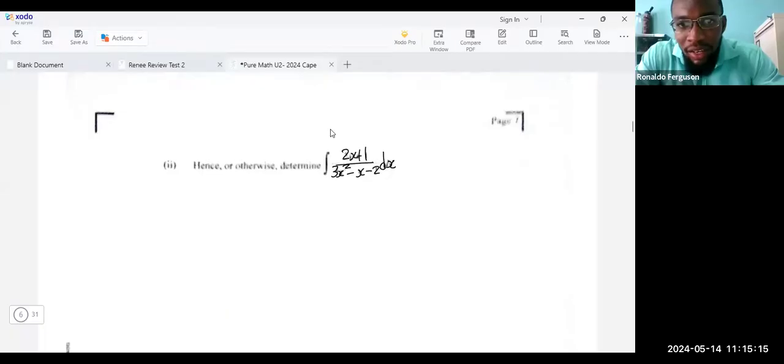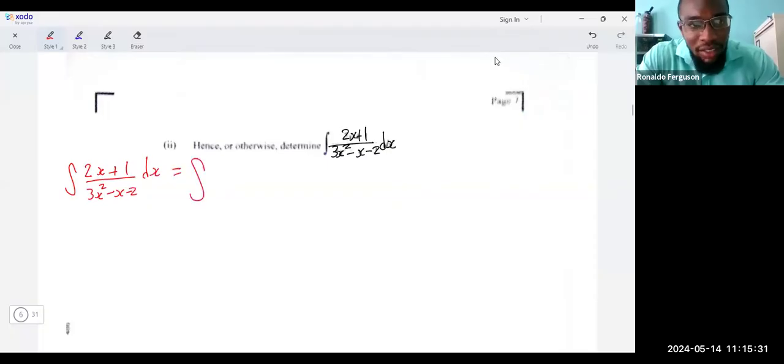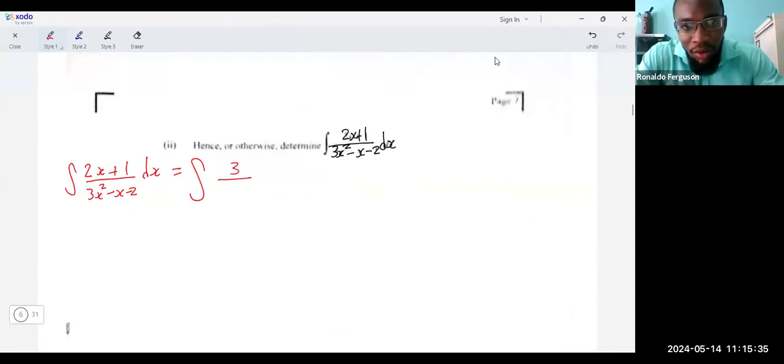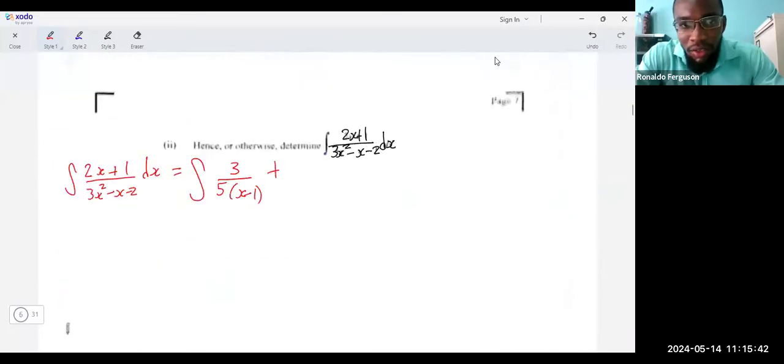Now we need to integrate this. Anytime they ask you the hence, you're just going to use what you did before. So instead of integrating 2x plus 1 over 3x squared minus x minus 2 dx, we're just going to integrate what we got, which was this right here. So we're going to integrate 3 over 5 in bracket x minus 1 plus 1 over 5 in bracket 3x plus 2. This is what we're going to integrate.